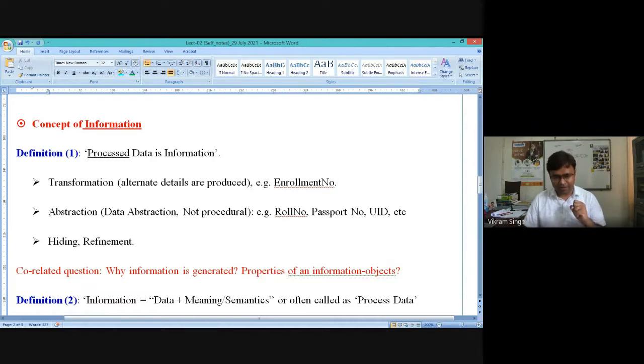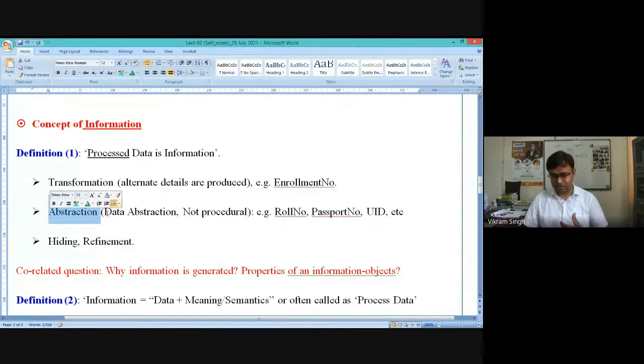We have some sort of abstraction, or data abstraction, right? So in the case of the data abstraction approach, we provide the details in our systems and the system provides a new abstract piece of information to you, right? And this roll number has nothing to do with any data stored about you, right? You cannot recreate any detail about you by reading the roll number. Similarly with the passport number, similarly with the UID. So this is something new, and this is primarily called abstraction.